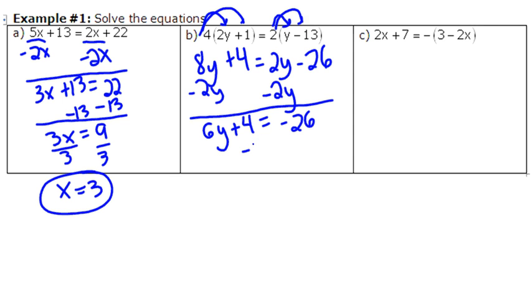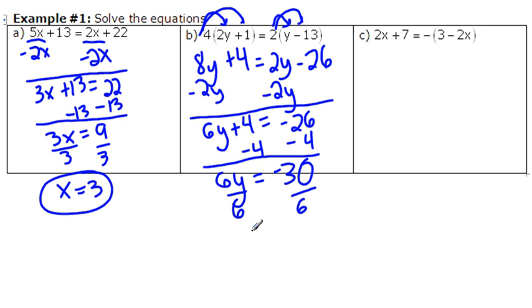So from here I'm going to subtract 4, because I'm undoing addition and subtraction. So I get 6y equals negative 30. And then my last step is to divide by 6. So negative 30 divided by 6 is negative 5. So I have y equals negative 5.